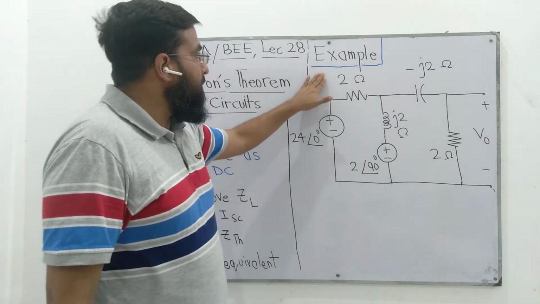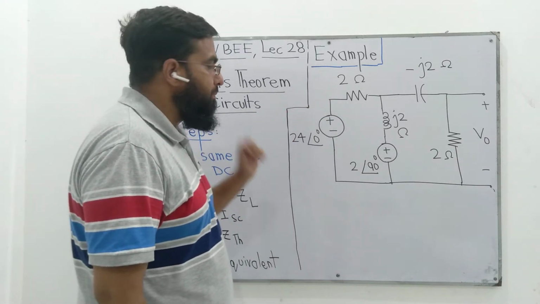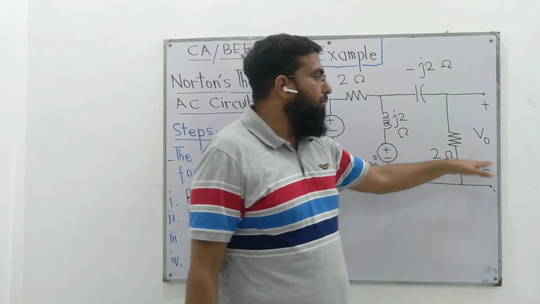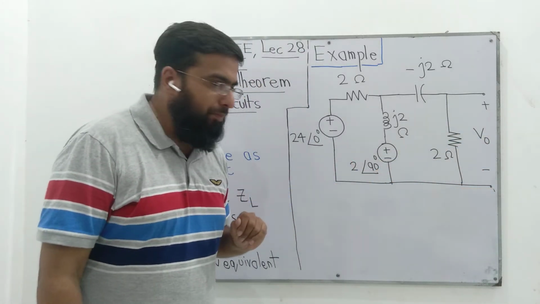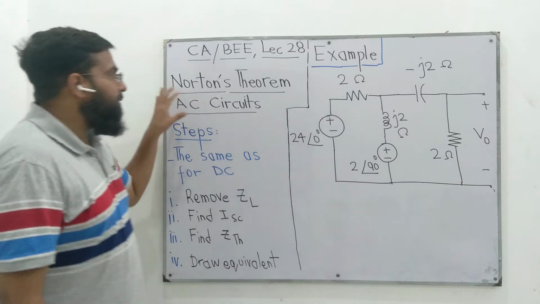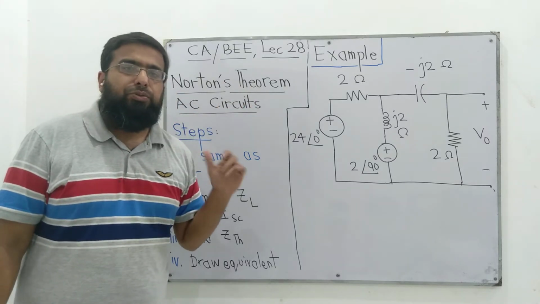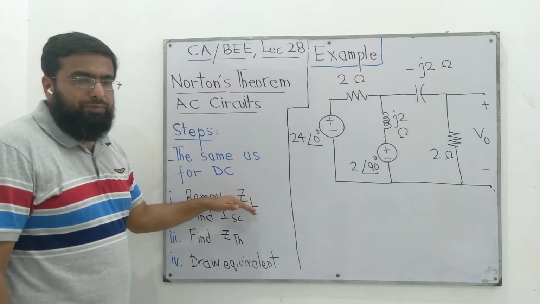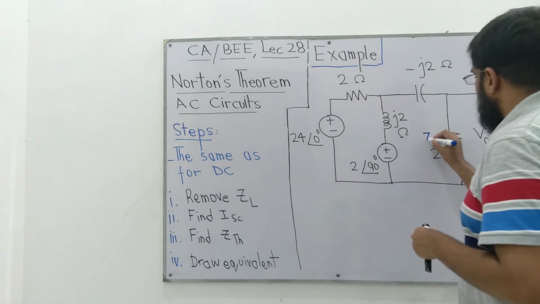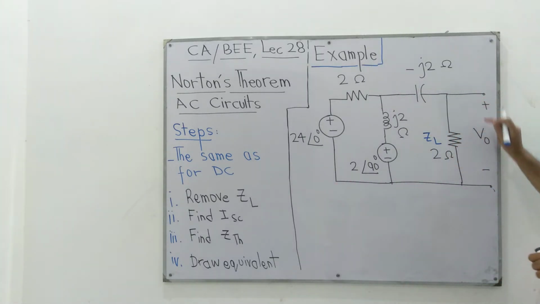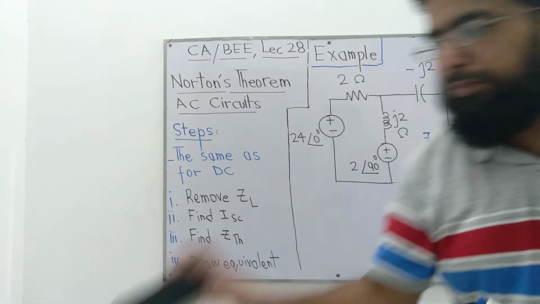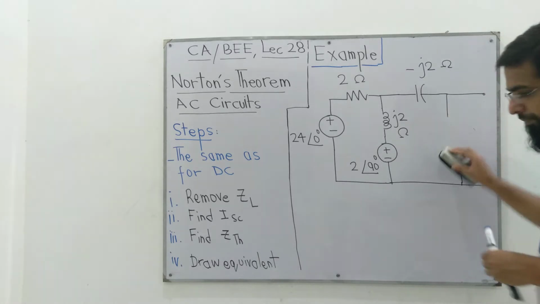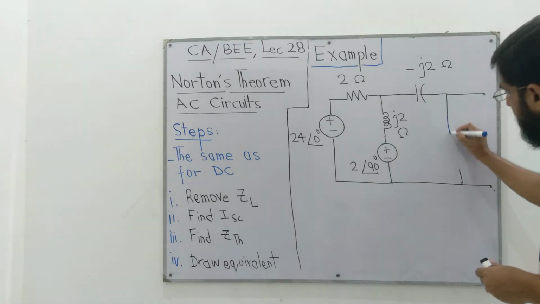Right, let's start solving this example. Here we have this circuit. We have already solved this circuit for this unknown quantity V out using Thevenin's theorem. Today we'll solve it using Norton's theorem and we'll reach the same answer. The first step is that we should remove ZL. This is the load resistor ZL because we have to find the voltage drop across it. So in step number 1, we have to remove it and we'll replace it with a short circuit.